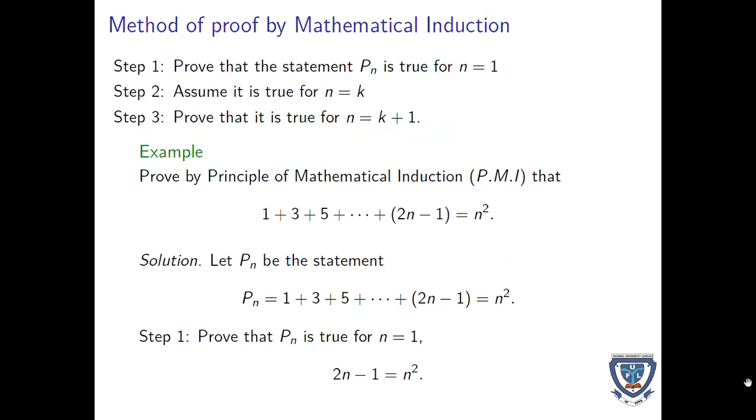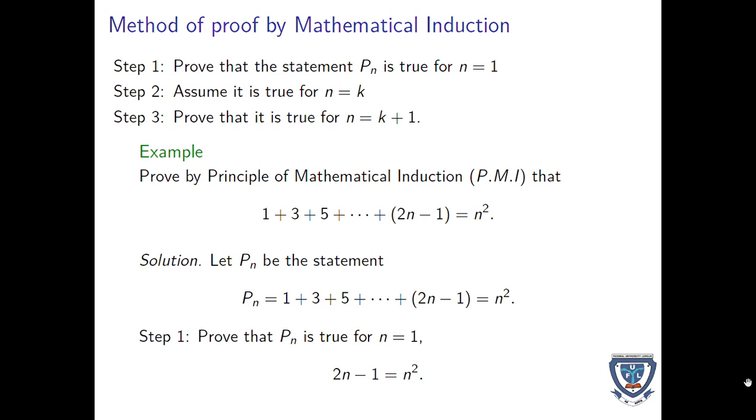Method of proof of mathematical induction. In step 1, we prove that the statement Pn is true by substituting n equal to 1. In step 2, we assume it is true for n equal to k. And step 3, you now prove that it is true for n equal to k plus 1. Now, where one of these steps fails, then you say that the statement is incorrect. But if the 3 steps are satisfied, you conclude that by the principle of mathematical induction, the algorithm or the step or the recursive algorithm is correct.